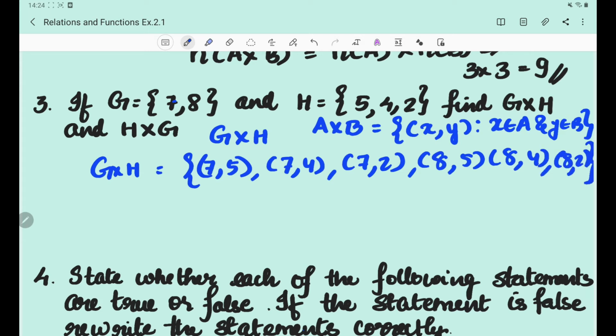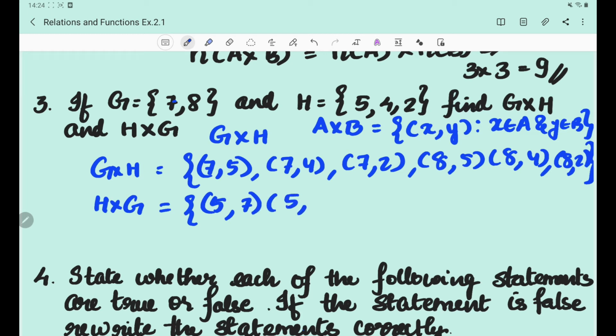So these are the set of all ordered pairs of G cross H, or the Cartesian product of G and H. Next let's find the H cross G. What is H cross G? So the set of all ordered pairs of elements of H and G. So the first element should be 5, right? So 5, the possible relations are with 7 and 8. So you write first 5 comma 7.